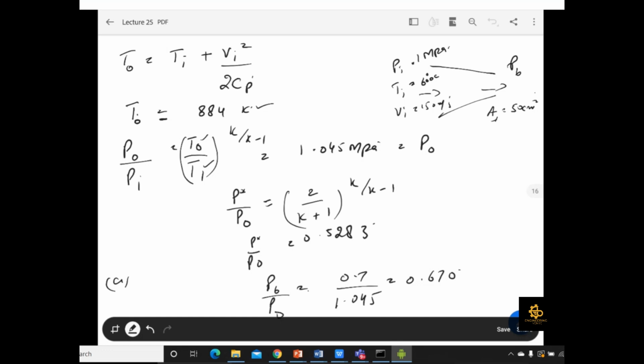This we already discussed in the graph: when PB by P naught is greater than the critical pressure ratio, your back pressure becomes equal to exit pressure. That's why we are trying to check this by using P star by P naught. So you have noted this down, and then move towards the further solution.